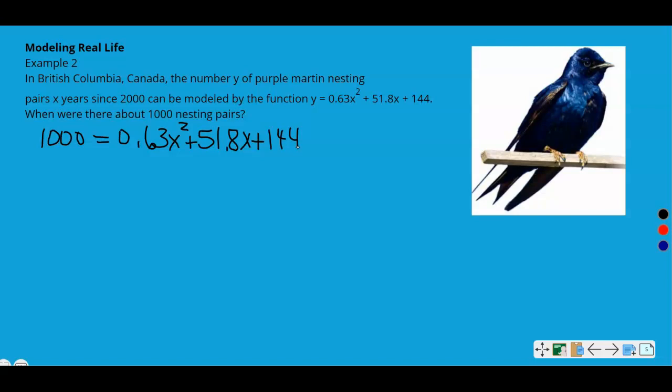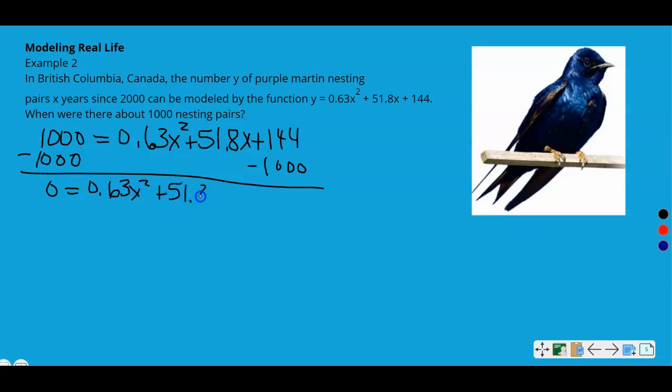So we have been working with the quadratic formula. If we want to do that, we have to first put it in standard form. So we're going to have to subtract 1,000. We've got to set it equal to 0. So we're going to have 0 equals all of this stuff again, except now our constant term is going to be 144 minus 1,000. 144 minus 1,000 is negative 856.